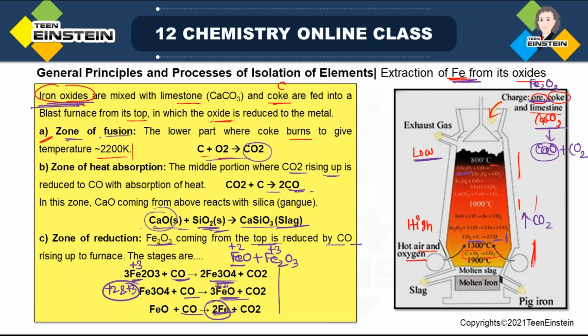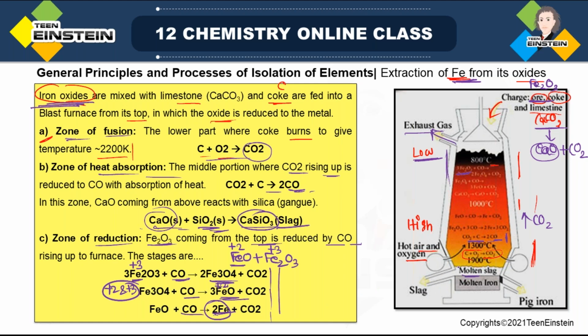The first zone, that is the extreme lower zone, is the zone of fusion, then the heat absorption zone, and the reduction zone, which is this upper part, which is comparatively at a lower temperature. And all the gases that will be produced are byproducts. There is an opening for exhaust gas. And here the slag that will be produced is the undesired part we have to remove.